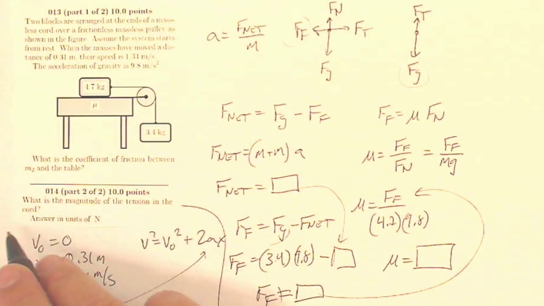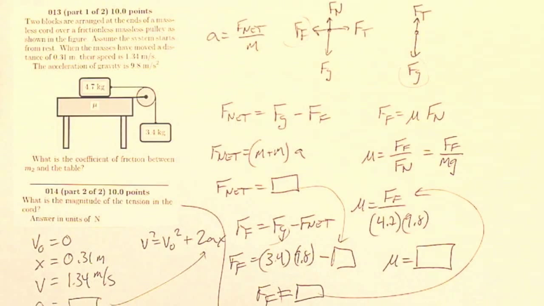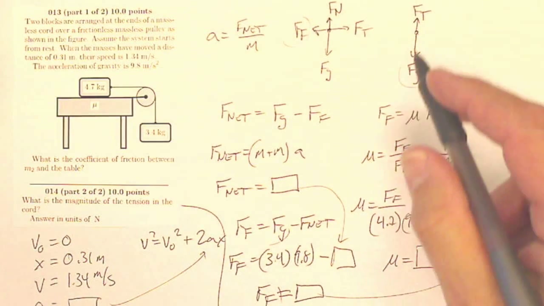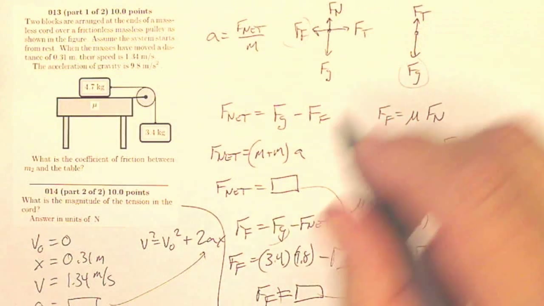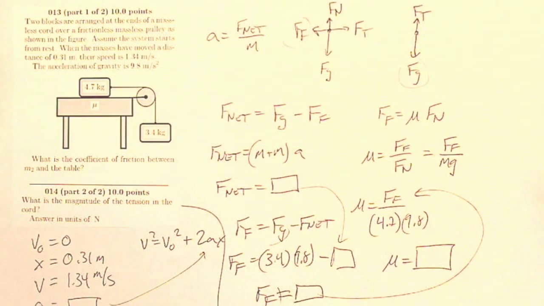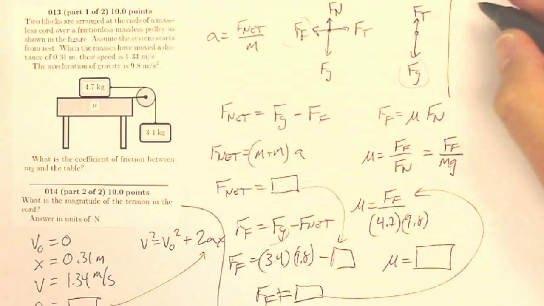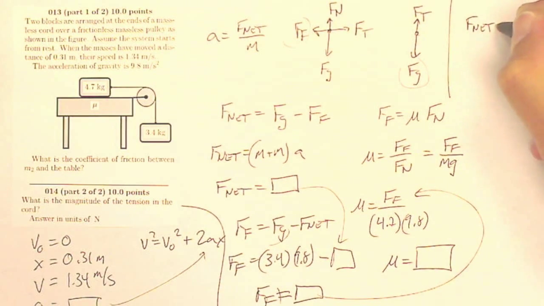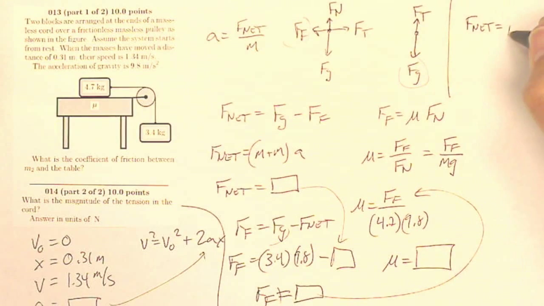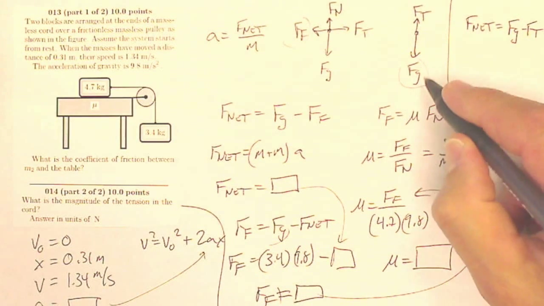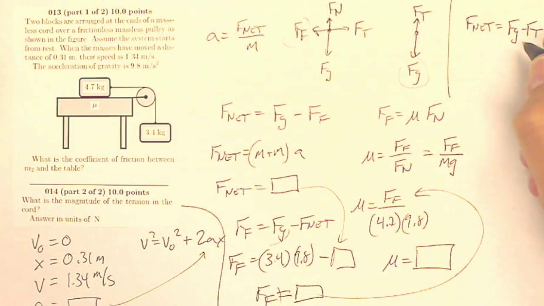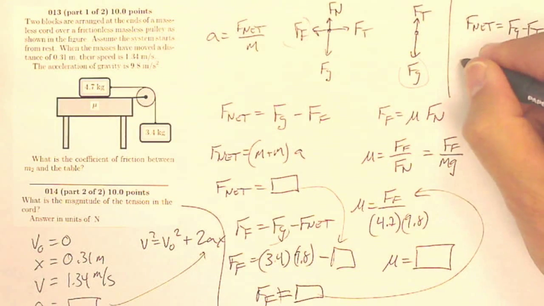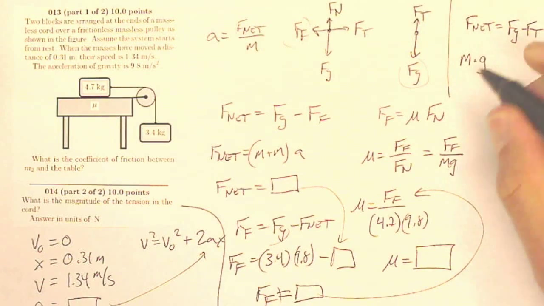Then it says, what is the magnitude of the tension in the cord? To get the tension in the cord, I need to look at any one of these free body diagrams. How about this one? I know that this block is accelerating at this rate because either block is accelerating at that rate. So on this one, I know that my net force is going to be gravity down minus tension up. Now this time I'm dealing with this gravity and this tension, so that's my net force on this smaller block. So that net force, I know the acceleration, so I know this is going to be the mass times acceleration.